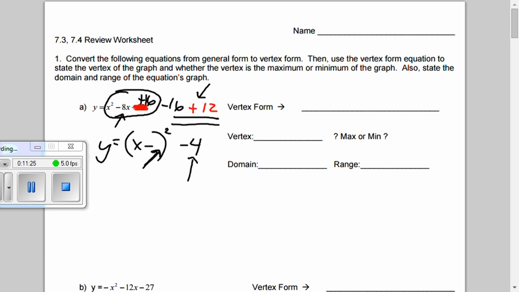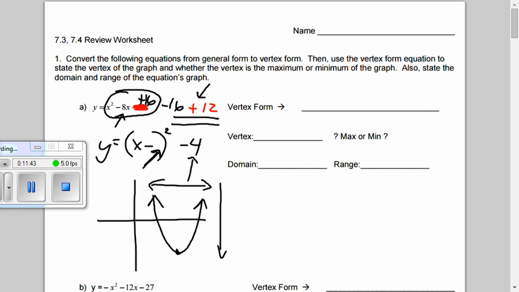Domain, if I had a picture, I can just make a picture. It's not too hard to do domain if you know you're starting down here as your vertex and it kind of looks like this, then the domain's easy. This way, domain has no limits. It keeps going forever. That's called the domain. This way is the range. It goes down to there, wherever that spot is, and it keeps going up forever.